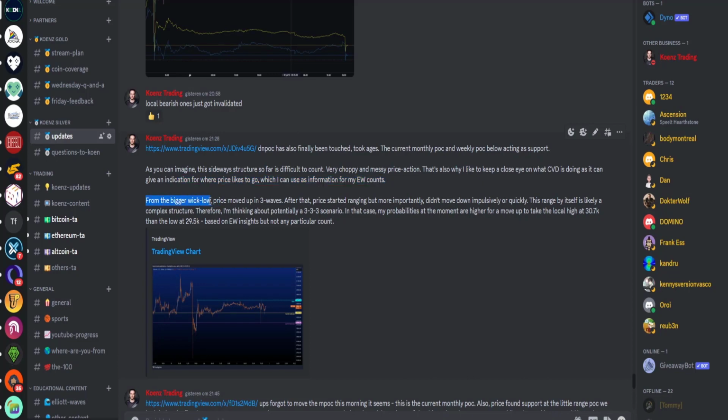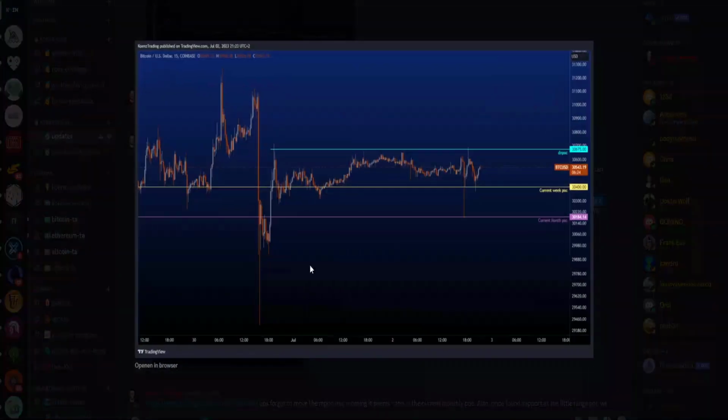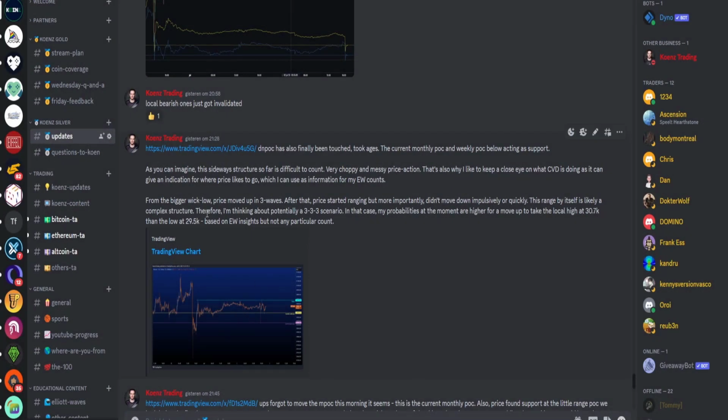Now, from the bigger wick low, price moved up in three waves, in my opinion, which we'll check in a second. After that, price started ranging, but more importantly, it didn't move down impulsively or quickly. This range by itself is likely a complex structure. So there you go, there's the Elliott Wave knowledge coming in. Even though I don't have any counts on the chart, it's very complex to count. But just looking at this range and how waves are being formed, I'm like, well, this might be a three-wave structure.